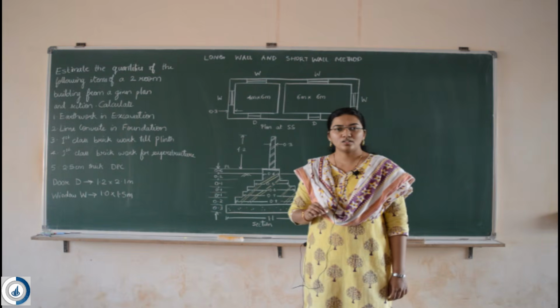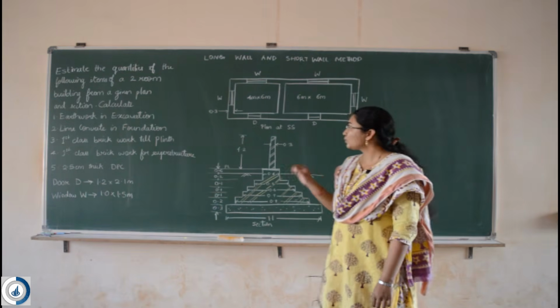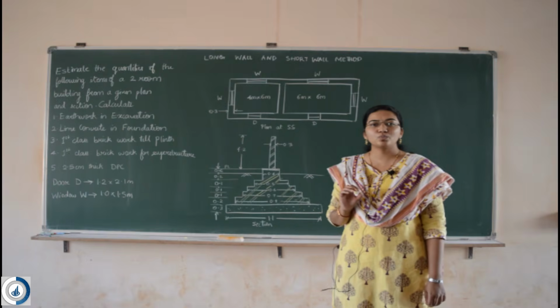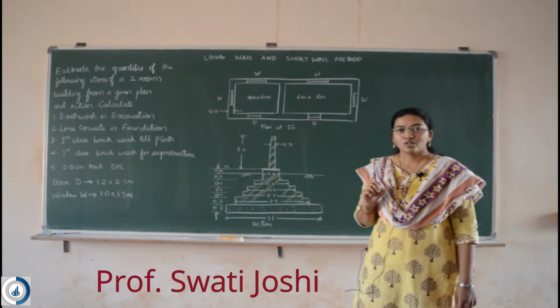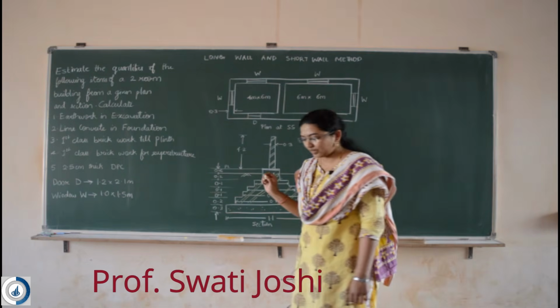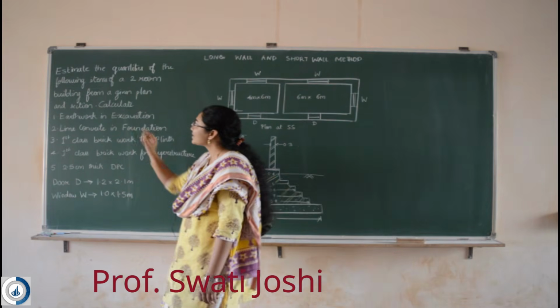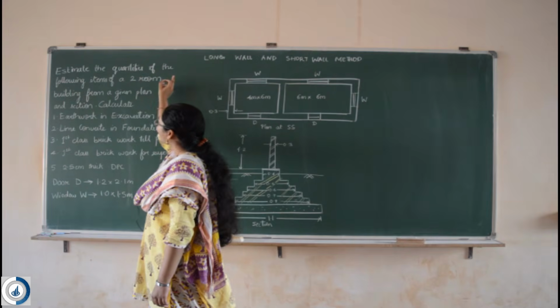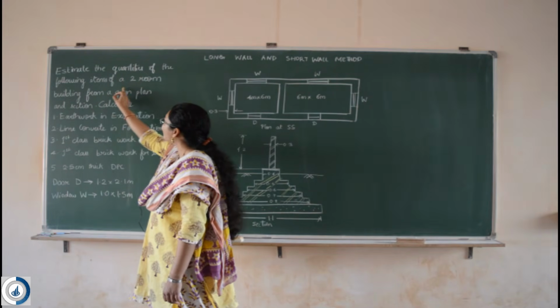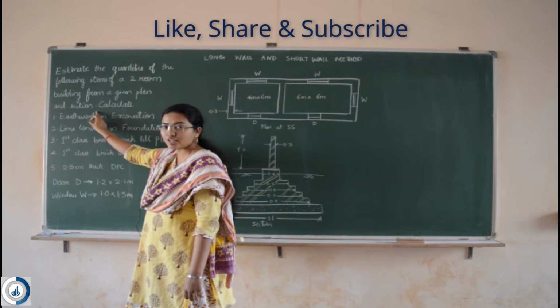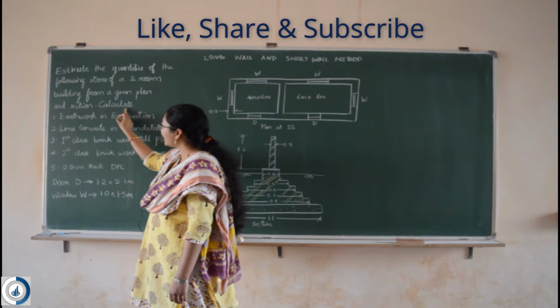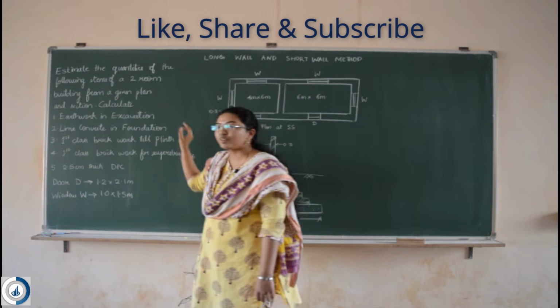So today we shall learn how to estimate a two-room building by the long wall and short wall method. So what all we have to estimate over here? The question given is like this: estimate the quantities of the following items of a two-room building from a given plan and a section. They have been given 5 items there.